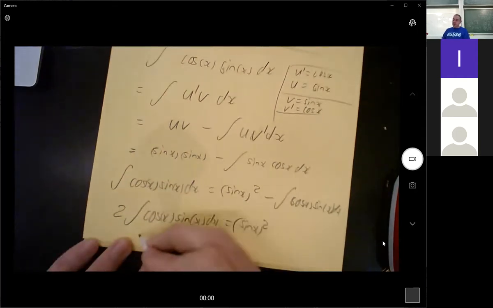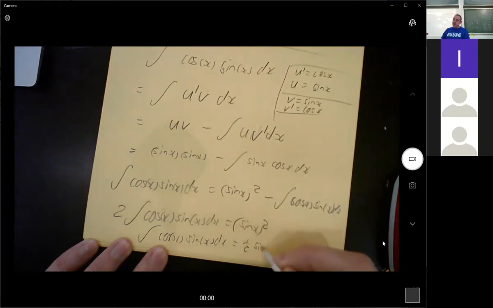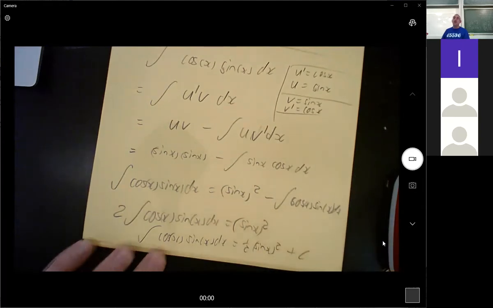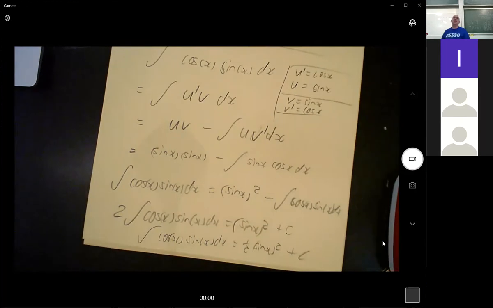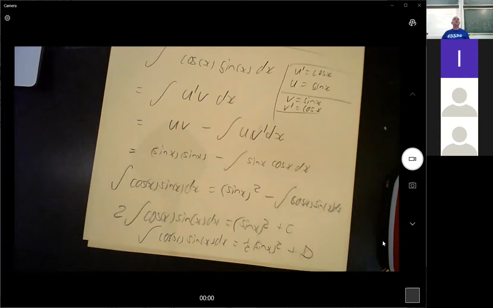And so therefore my integral of cos x sin x is a half of sin squared x. Technically, I probably should have put the plus c here. You're supposed to put the plus c the moment the integral sign disappears. And this wouldn't be the same constant because I would have divided by 2, so I'm going to put d to remind myself it's a different constant. It doesn't really matter, because the c covers all possible constants, and a half of all possible constants is still all possible constants.